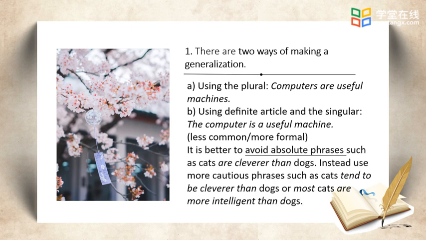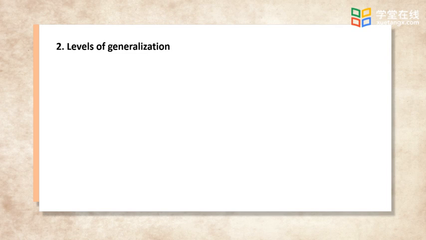It is better to avoid absolute phrases, such as cats are cleverer than dogs. Instead, use more cautious phrases, such as cats tend to be cleverer than dogs, or most cats are more intelligent than dogs. Number 2. Levels of generalization.